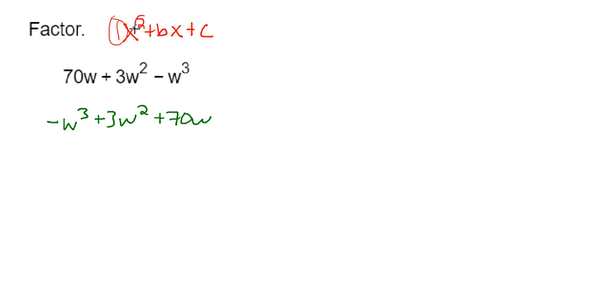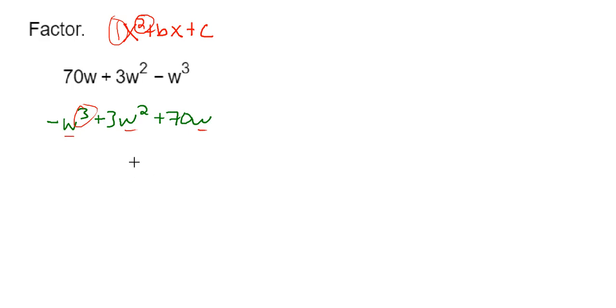So the highest power for this process to work has to be 2. Here, the highest power is 3. So it doesn't quite match up to the formula that we need it to match up to for this process to work. But we can fix that because w is a common factor in all three of these terms.